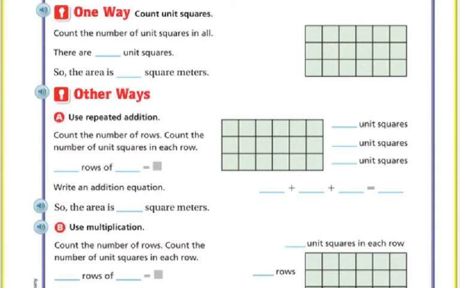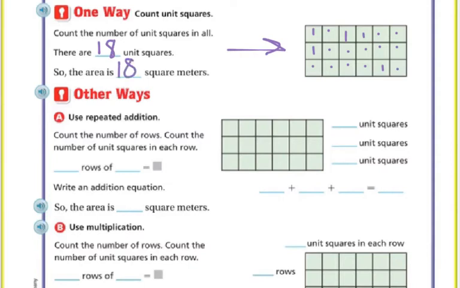Okay, so for the first way, very simple. You can count the unit squares that are in the rectangle. Let's count this one here. We have 1, 2, 3, 4, 5, 6, 7, 8, 9, 10, 11, 12, 13, 14, 15, 16, 17, 18. 18 square units, or 18 unit squares. So the area is 18 square meters.